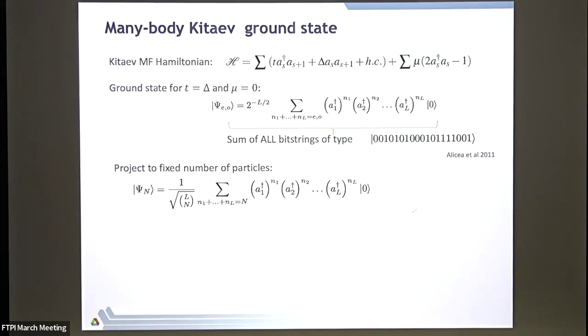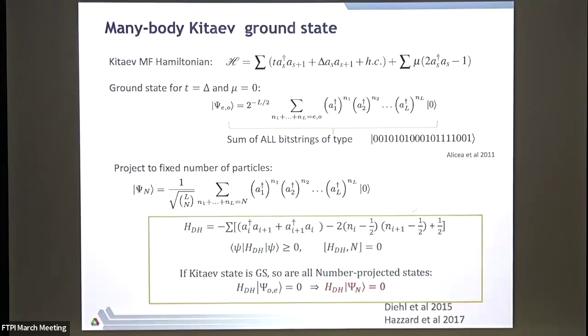So let's do precisely that. From all these terms, let's pick out terms which have a fixed number of particles. So now, instead of saying that we can be in either the even or odd sector, let's fix the total number of particles. Again, there will be tons of bit strings, in fact precisely that many, but now this wave function is going to have fixed charge.